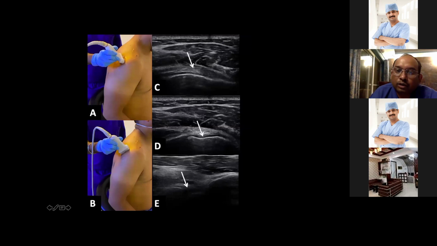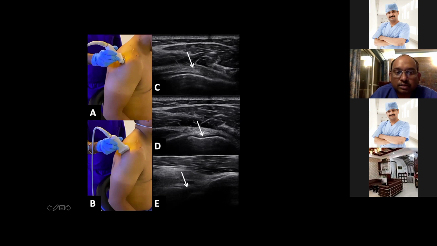Then we move on to the infraspinatus tendon. In this position, again the hand should be moved forward as we kept it for the biceps and subscapularis positioning, and the examiner should move back so that it is comfortable for him as well as the patient to see the infraspinatus and the teres minor tendons.